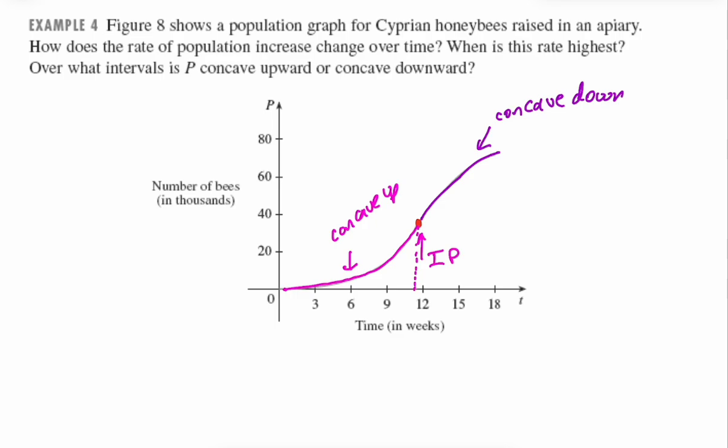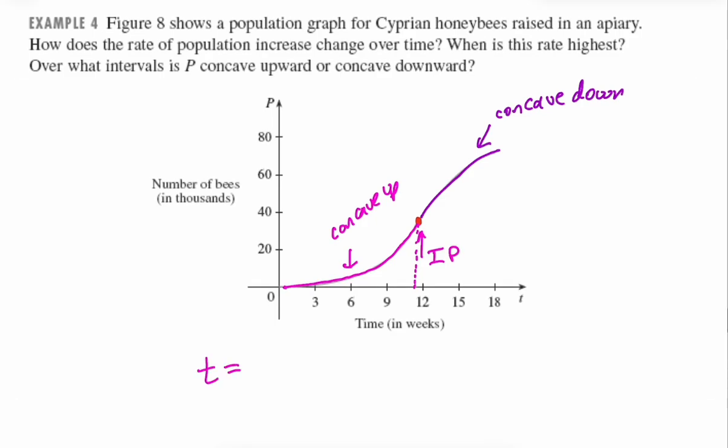Over what intervals is P concave up and concave down? So we can say that when time is between 0 and 11, it was concave up, CU for concave up. And when time was from 11 to 18, it was concave down. So that inflection point happens at 11.